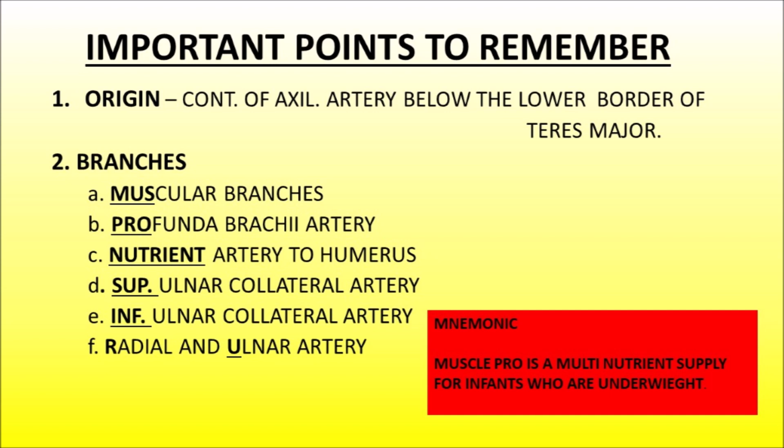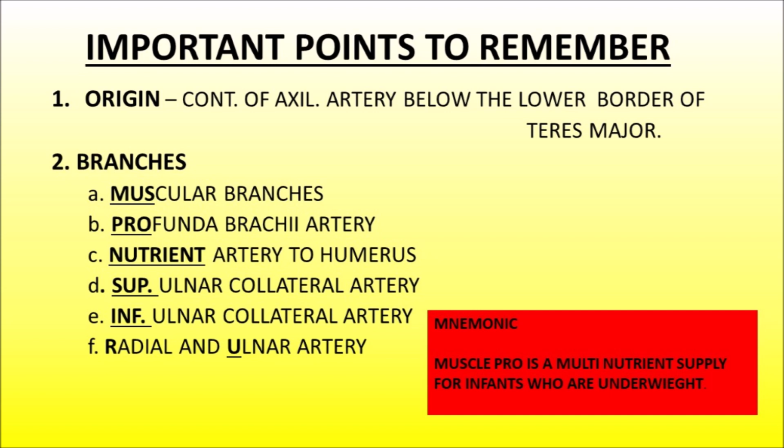Under muscular branches, remember that muscular branches are to the muscles of the anterior compartment of the arm. Under profunda brachii artery, remember that it is the largest and the first branch which arises from the posterior medial aspect of the brachial artery, and it leaves the lower triangular intramuscular space. Under nutrient artery to the humerus, remember that it enters the nutrient foramen of the humerus, which is located near the insertion of the coracobrachialis.